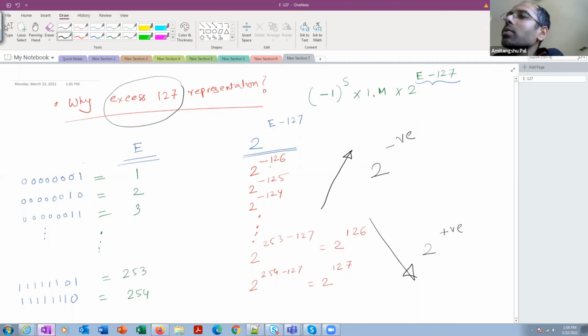All right. So using this excess 127 representation, we are representing both 2 to the power positive values as well as 2 to the power negative values. And that's the main purpose why we are using excess 127 representation. We want to cover both 2 to the power positive values as well as 2 to the power negative values. All right. That's why we are using this representation.